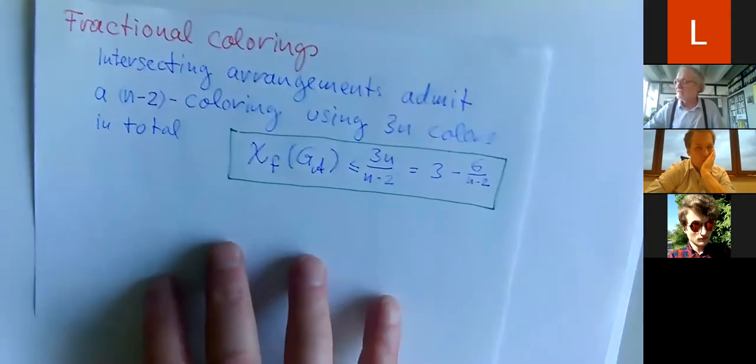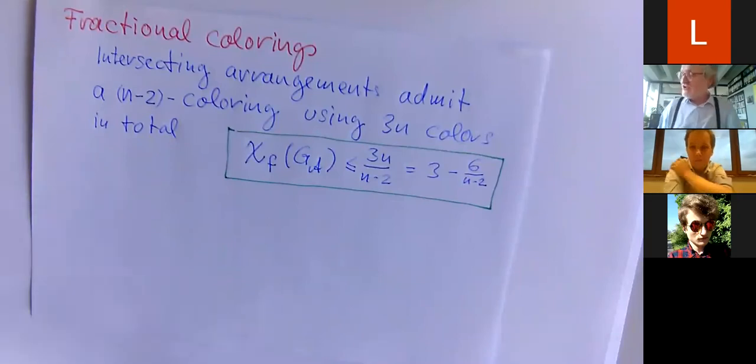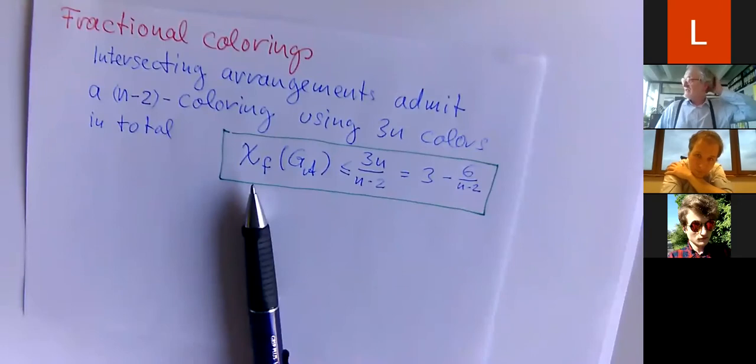Let me turn to a last thing, something quite easy, fractional colorings. I'm assuming that everybody knows about b-colorings and fractional colorings. The fractional chromatic number is just the LP relaxation of the chromatic number.